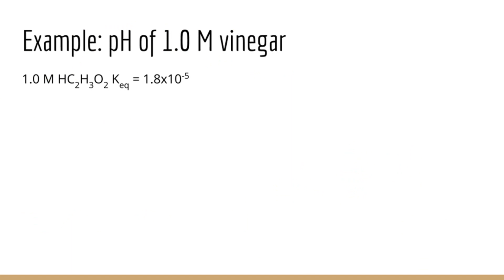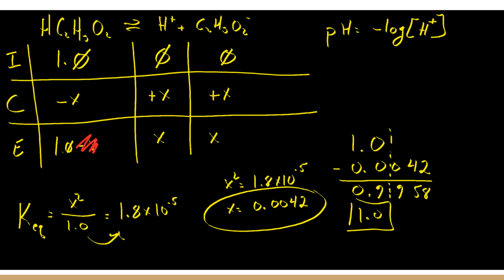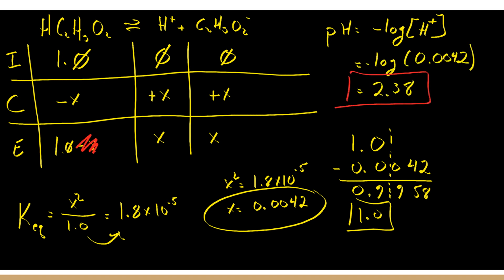What we need to do is we go ahead and plug that back in. Okay, so pH is equal to the negative log of the concentration of H+. Okay, so the concentration of H+ is x, or 0.0042 molar. So pH is equal to negative log of 0.0042, or pH is equal to 2.38. So, well, first off, there's our answer.